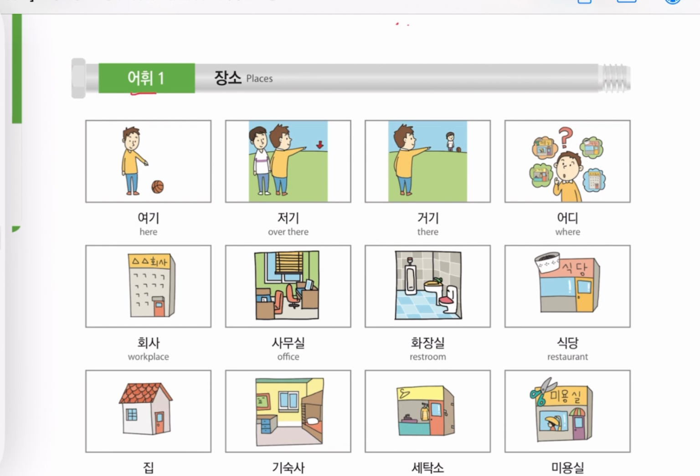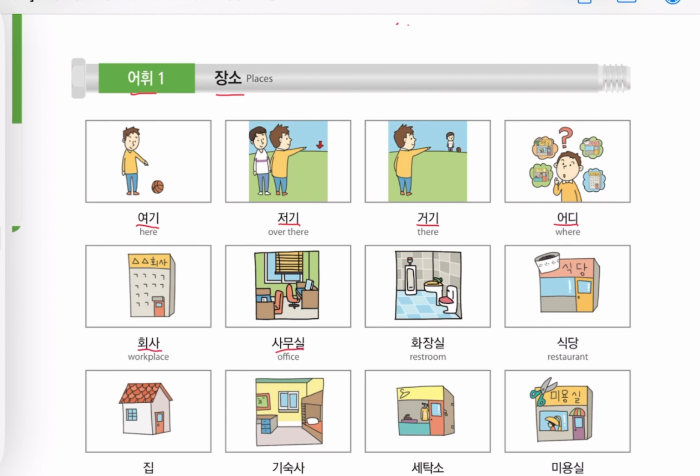Now we have 어휘, which is vocabulary. 장소. Changso is places. Yogi, here. Chogi, over there. Khogi is there. If you are watching and in front of you there is something, then this is khogi. If you are only telling about the location, then chogi. Odi is where.